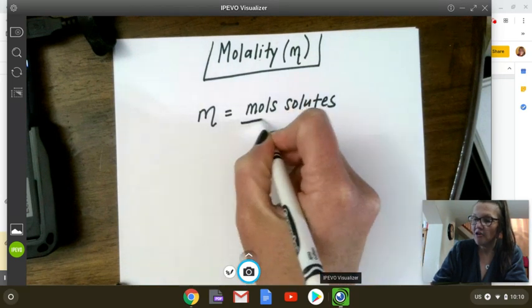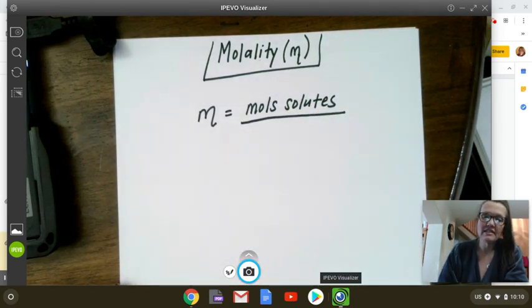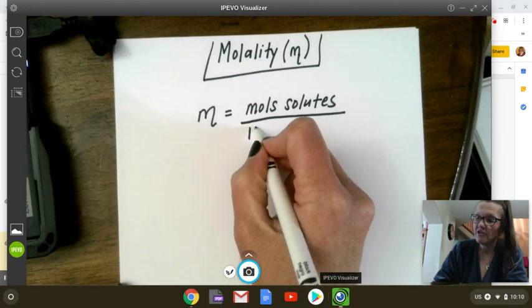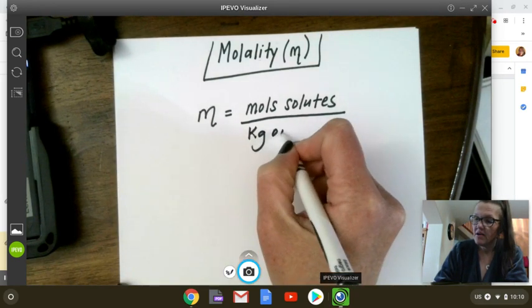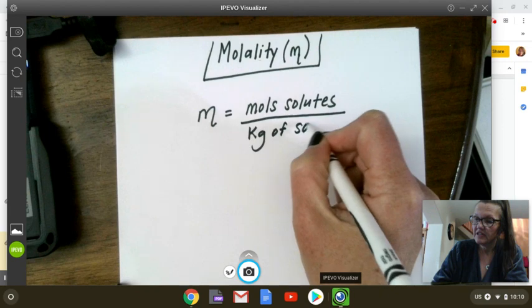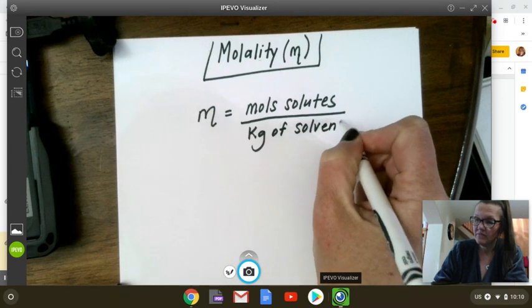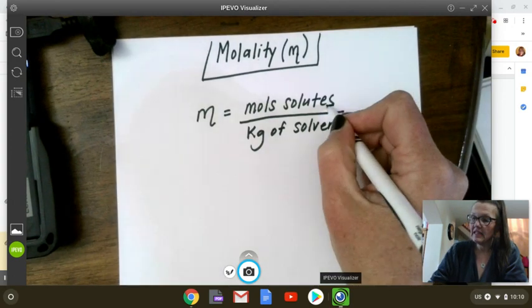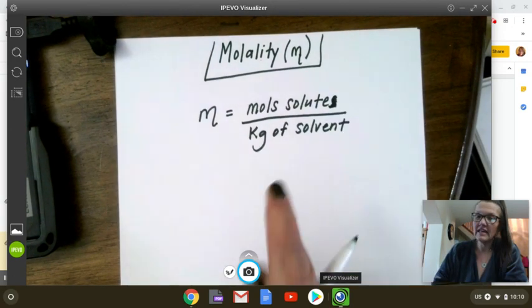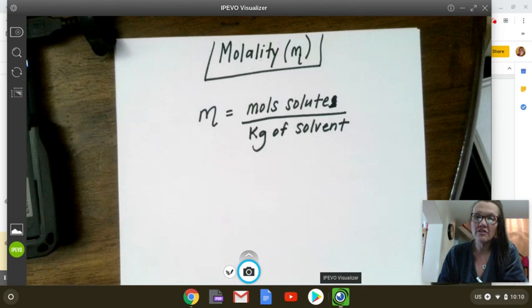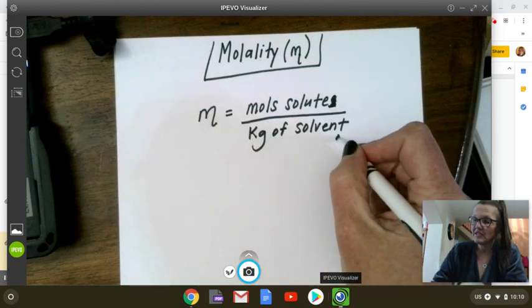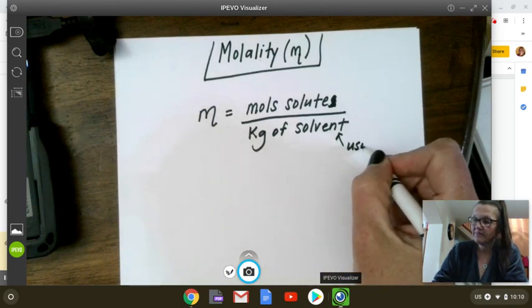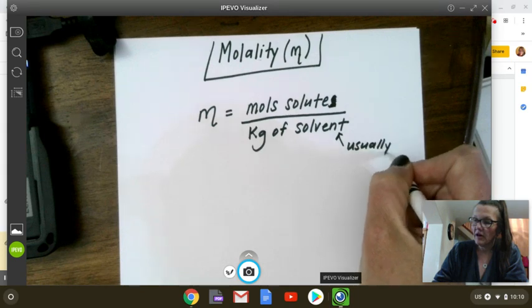But the major difference is that it is divided by the kilograms of solvent. So remember, molarity is moles of solute over liters of solution. Molality is moles of solute over kilograms of solvent. And remember that the solvent is usually water.